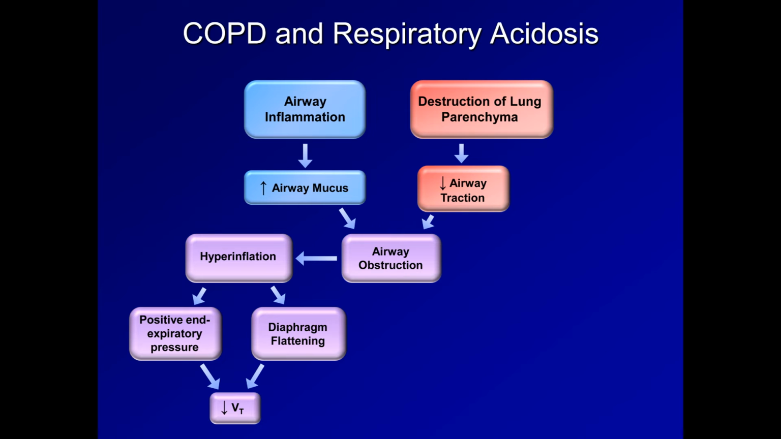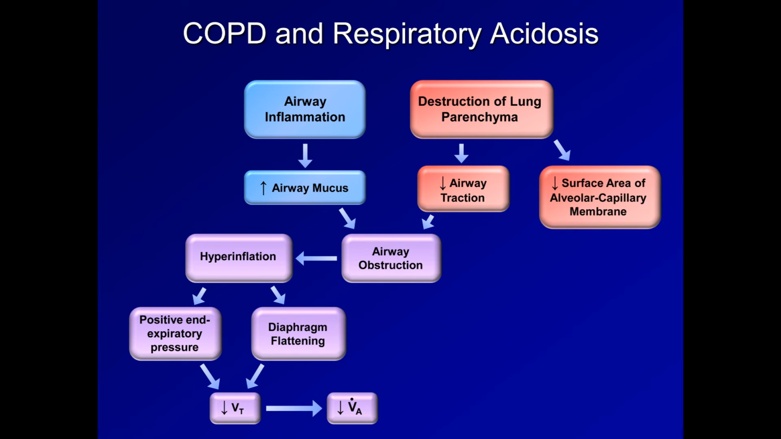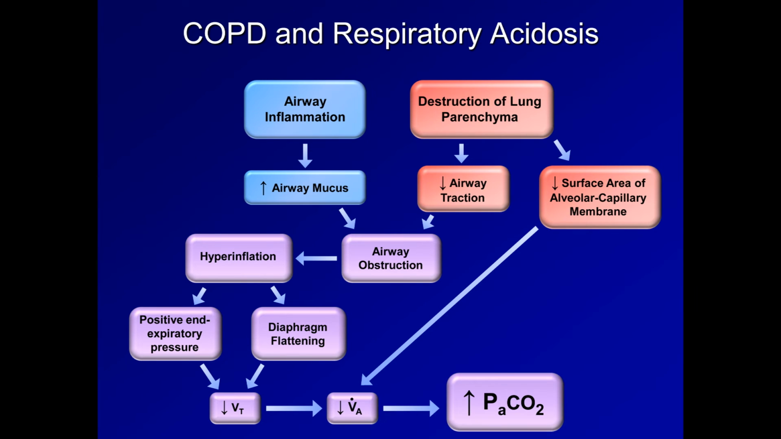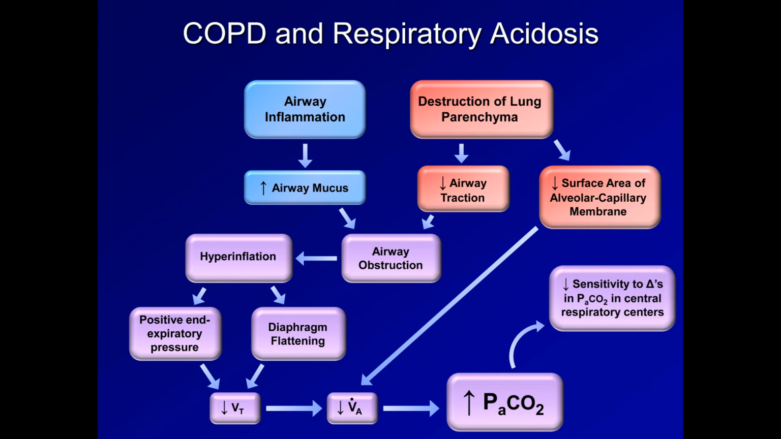Incomplete compensation for low tidal volumes necessarily means decreased alveolar ventilation. The destruction of lung parenchyma mentioned earlier also leads to decreased surface area of the alveolar capillary membrane, which can directly contribute to decreased alveolar ventilation by increasing dead space. Lower alveolar ventilation, as we know from the alveolar ventilation equation, must result in higher PaCO2. Chronically elevated PaCO2 may result in decreased sensitivity in the central respiratory centers to further changes in PaCO2, which then feeds back and can increase PaCO2 still further. All in all, the process by which a respiratory acidosis develops in COPD is fairly complicated.